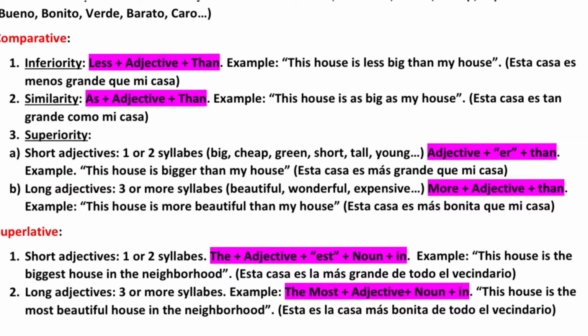In the similarity, la estructura es as plus the adjective plus as. As seguido de adjetivo más as. In the example we have, this house is as big as my house. Esta casa es tan grande como mi casa. Now, let's see the superiority.